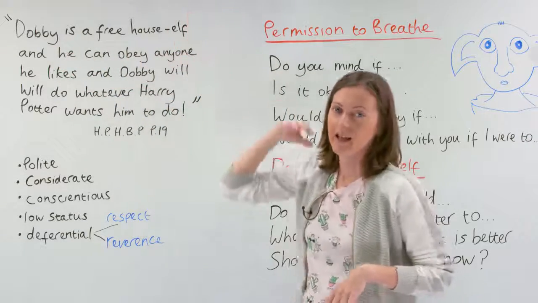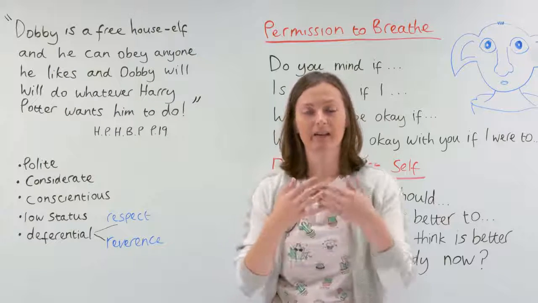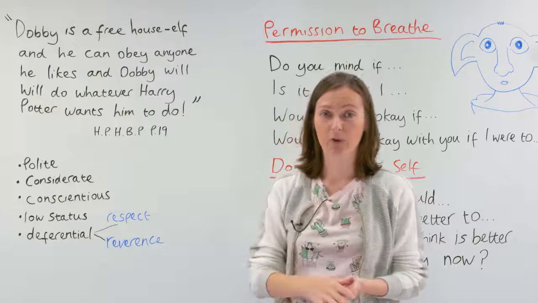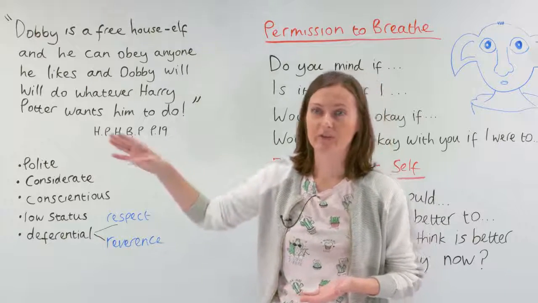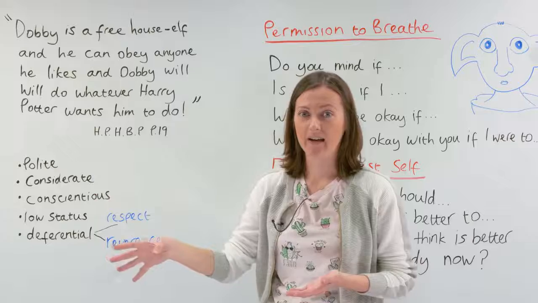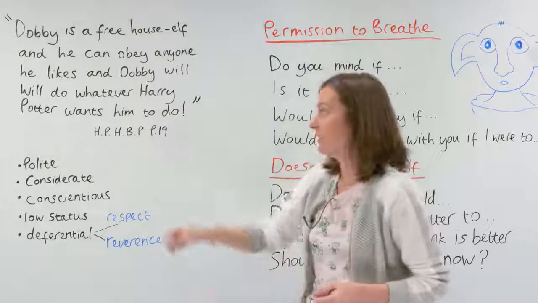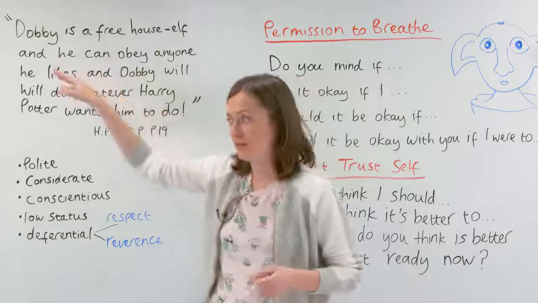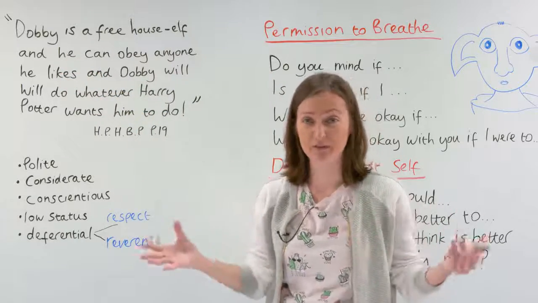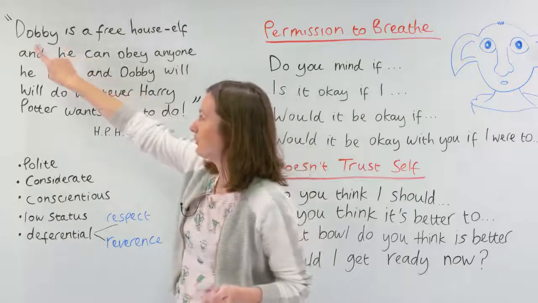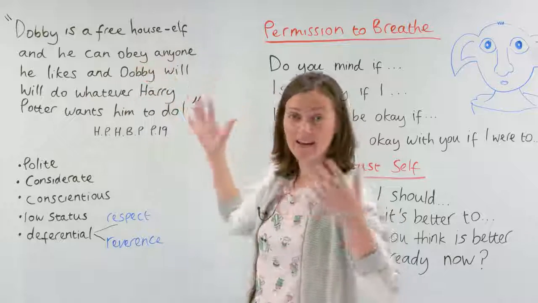house elf. And the thing about the house elves in Harry Potter is they are like the slaves of some of the wizards. The bad kind of wizards in Harry Potter have house elves as slaves and they do everything for them. But Dobby is a house elf who considers himself to be free, but yet if we look at his language, he says he can obey anyone.